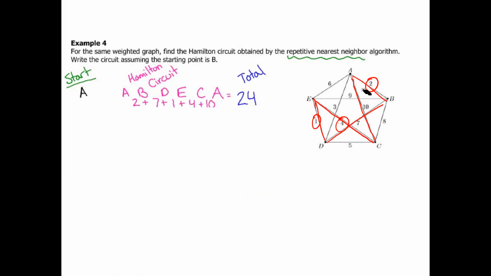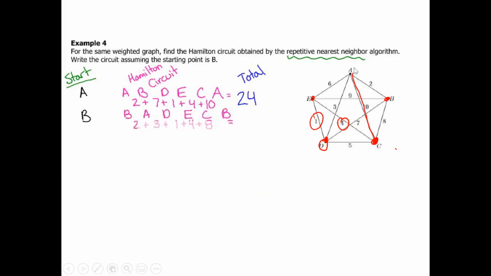Now, what if we decide to start off with a different one? So let's say we start off with B. If I start off with B, the shortest path is to A first. From A I can go to E, D, or C. I'm going to go A to D, which is 3. And then from D, I can go to E, which is only 1. And then from E, I have to go to C, which is 4. And then from C, I go back to B. Your total weight is 18 for that one. So that's actually a closer path.